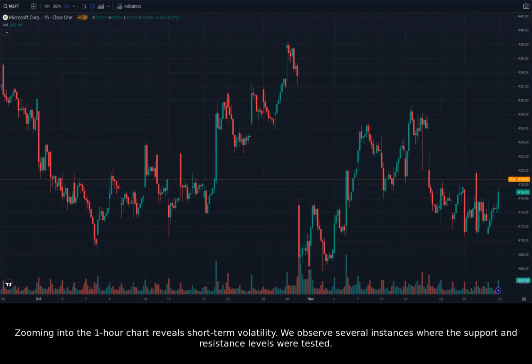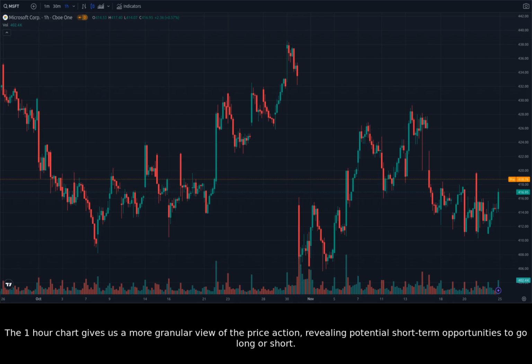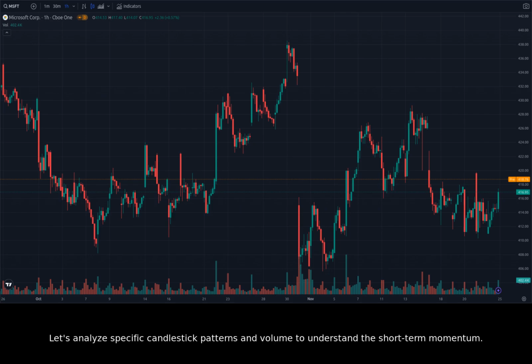Zooming into the 1-hour chart reveals short-term volatility. We observe several instances where the support and resistance levels were tested. The 1-hour chart gives us a more granular view of the price action, revealing potential short-term opportunities to go long or short. Let's analyze specific candlestick patterns and volume to understand the short-term momentum.